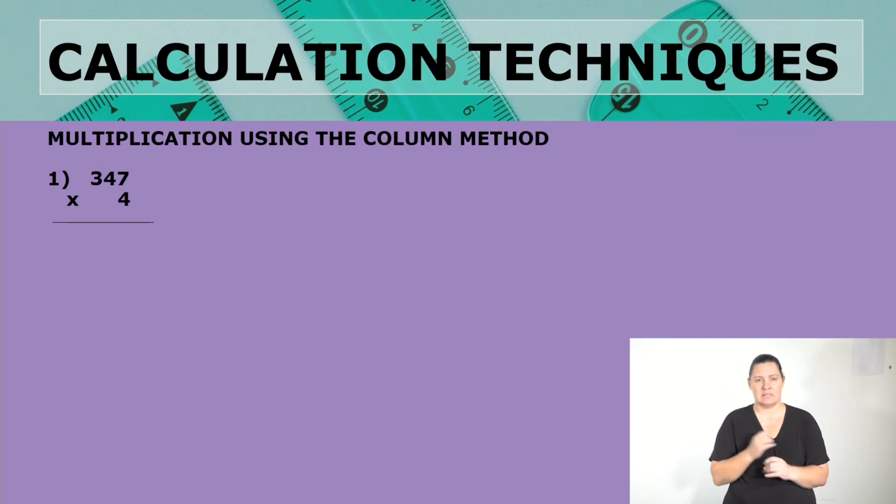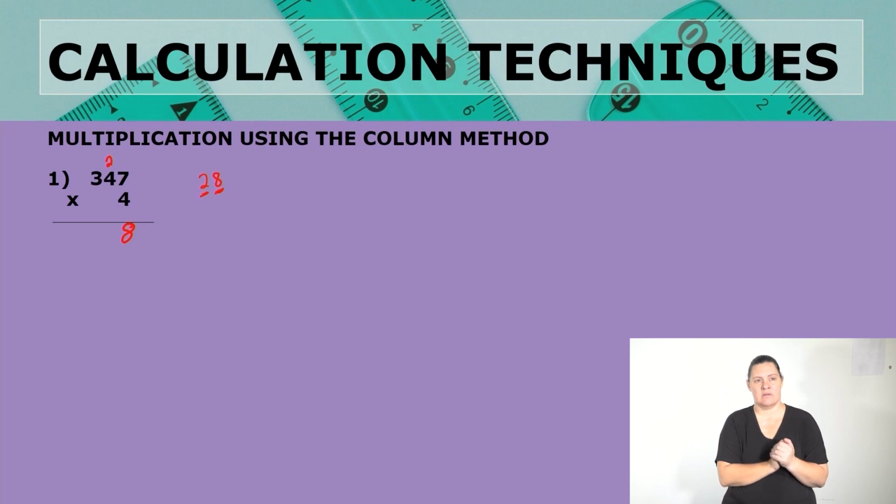So we are going to start by saying 7 ones multiplied by 4. That gives us 28. But now think about 28. Only the 8 goes into the ones, and that 2 belongs to the tens. So I am going to just write it there because that is a 20. So it belongs to the tens.